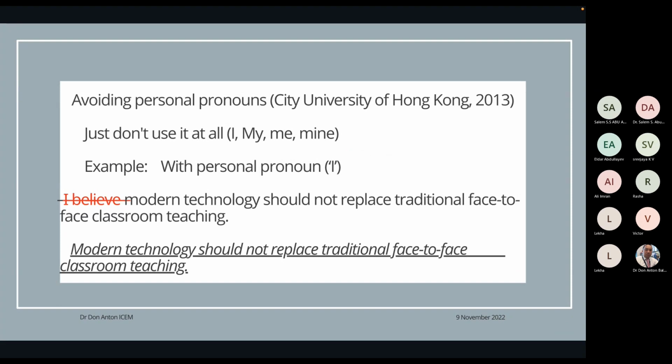Avoiding personal pronouns. This is a technical piece of writing and very academic. So personal pronouns are prohibited because they tend to show subjectivity, and as much as possible, be objective in your expressions. So instead of saying, I believe modern technology should not replace, just don't use it at all. You just say modern technology should not replace traditional face-to-face classroom teaching. As simple as that.